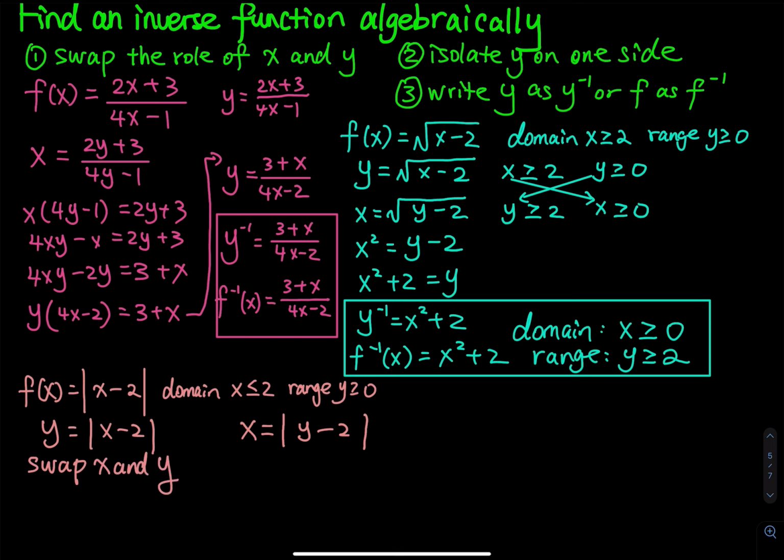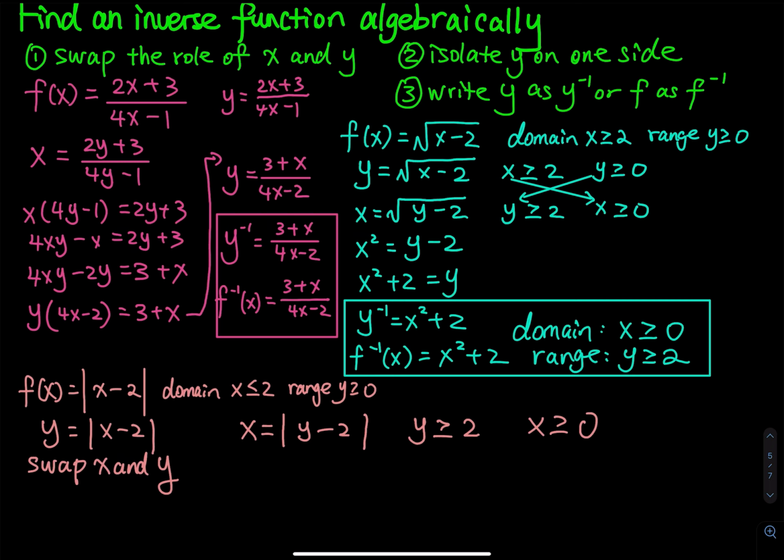When you swap x and y, you have to swap the inequality as well. So now y is greater than or equal to 2, and x is greater than or equal to 0. When you swap the roles, you have to do this on the domain and range as well. So now do everything you can to put the y on one side.